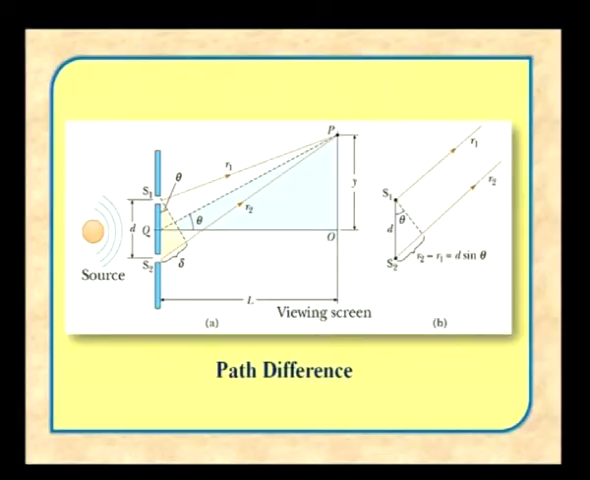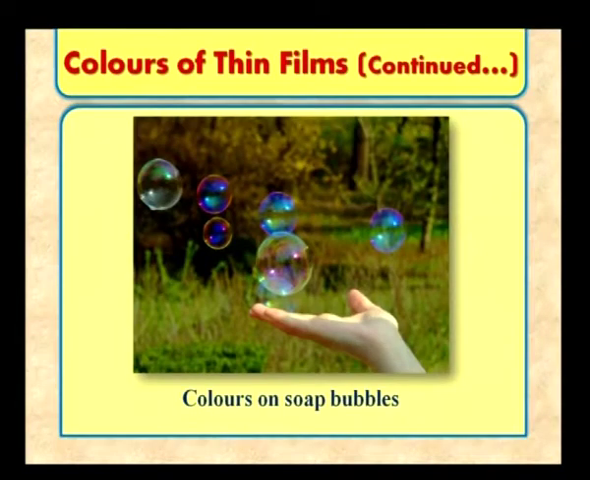Therefore, the path difference is important. What is the path difference? It is the extra distance, the additional distance travelled by one light ray compared to the other light ray, or one light beam compared to the other light beam. The excess path travelled by one of the light rays is called the path difference, right. That path difference I will be calculating in the case of air wedge. I am continuing with colors of thin films.